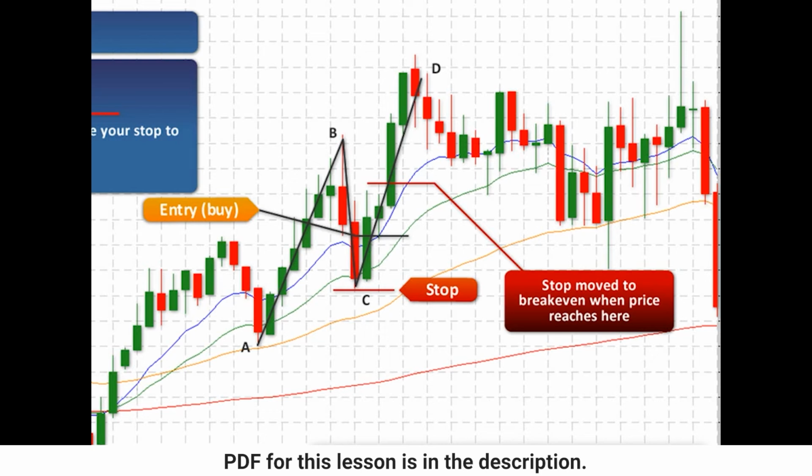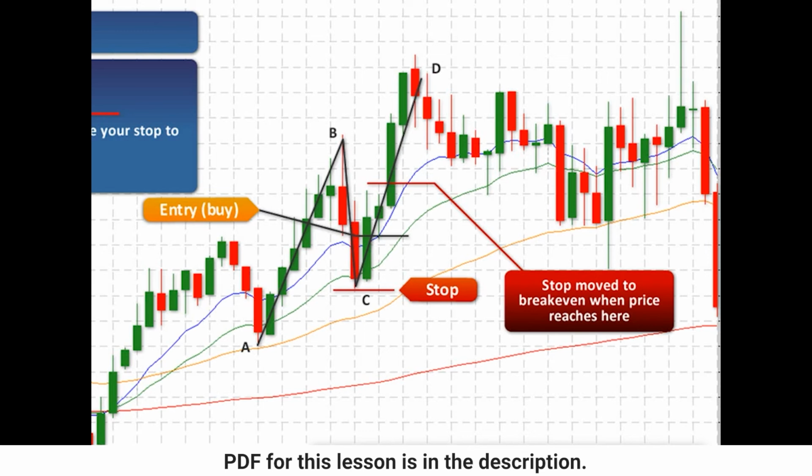Remember, when we're initially moving our stop to break even, it's obviously going to be moved to our entry price because that's the price where we've entered. So we want to exit at that price so we don't lose anything. So we enter and exit at the same price. That's what a break even is.